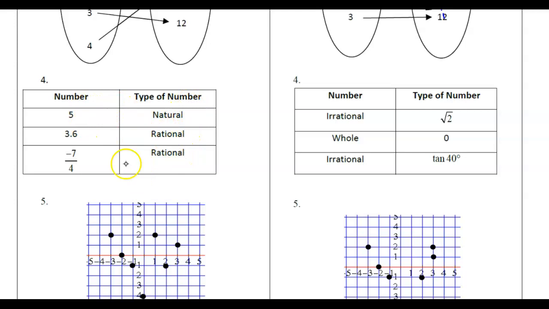If we look at the table of values, we've got number and the type of number. So they're listed there. So 3.6 is rational, and so is -7/4. Here, irrational and irrational, those are the same, and we've got 2 different numbers there. Okay, and again, this is considered not a function.